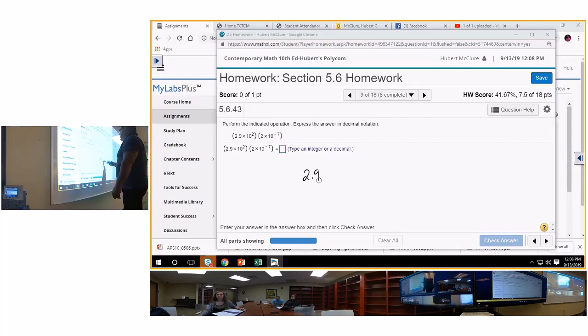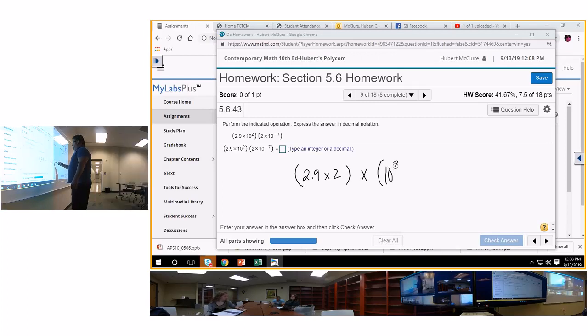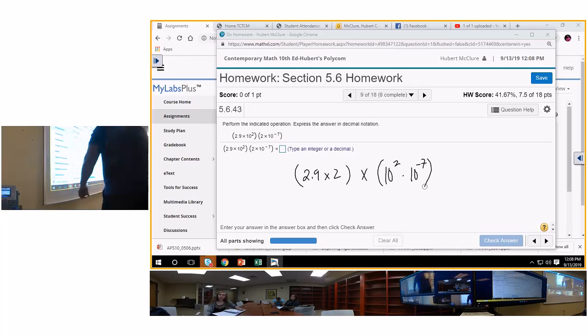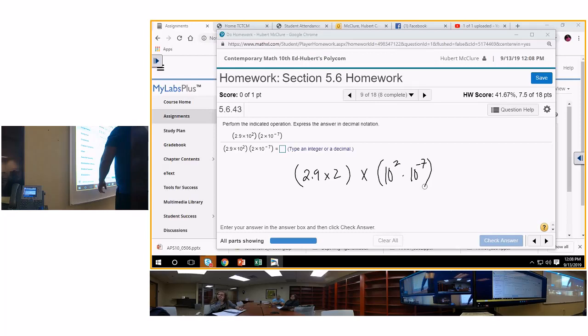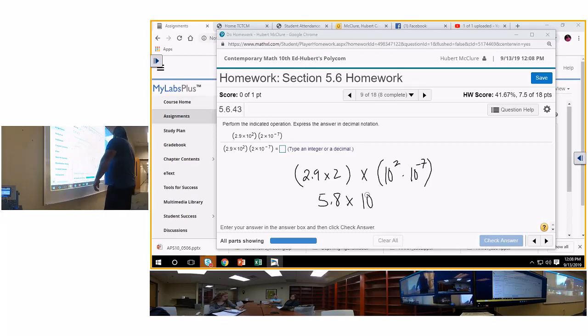2.9 times 2 times 10 to the second times 10 to the negative 7. And what's 29 times 2? 58, so 5.8 times 10. What is 2 minus 7? Negative 5, and that's your answer.